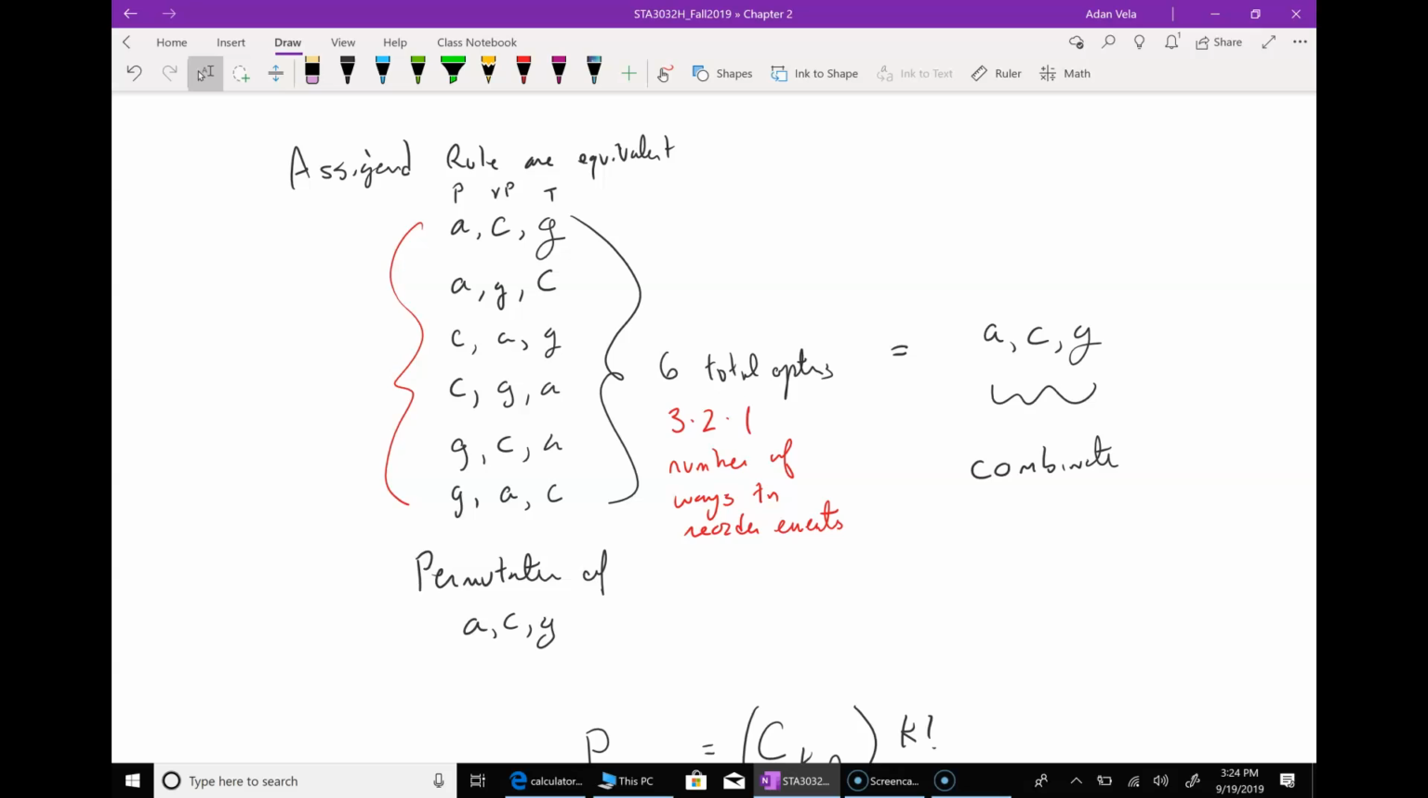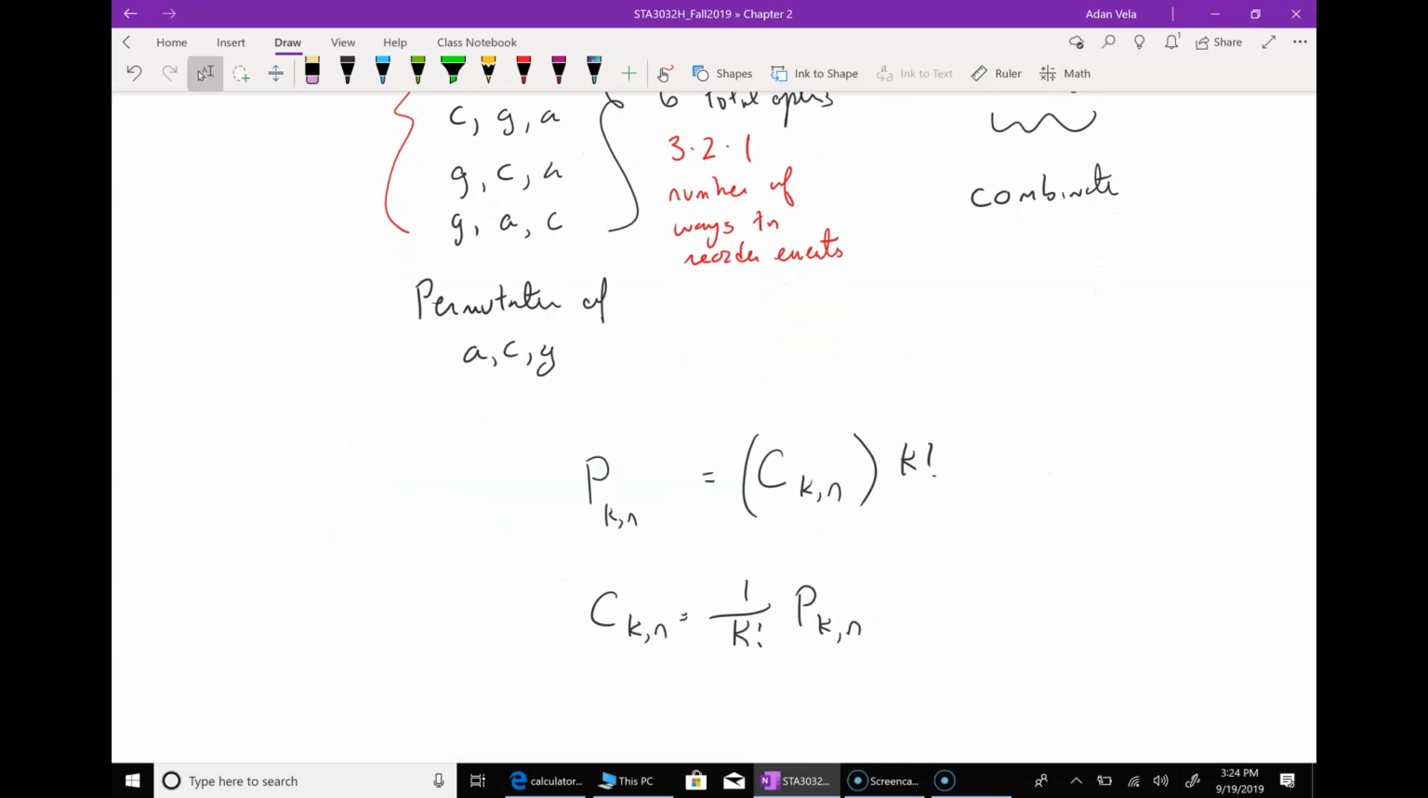All right, so it gives us some sort of intuition of where the equation for the combinations comes from. We can expand out this P(k, n). We already know that it's n factorial over n minus k factorial, and now we're just dividing again by the k factorial. So this gives us some intuition of where we're getting the number of combinations.